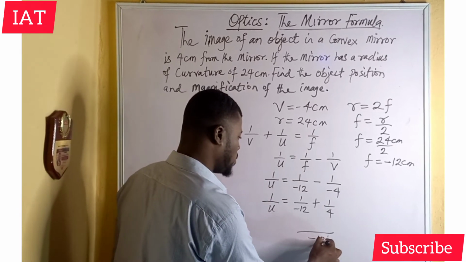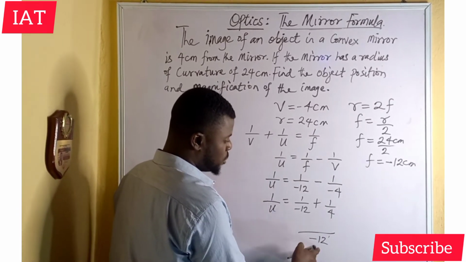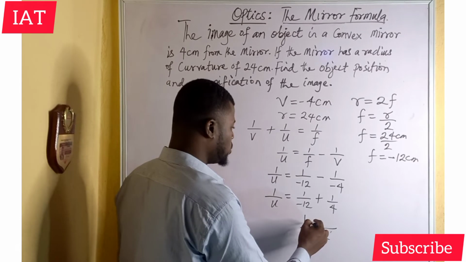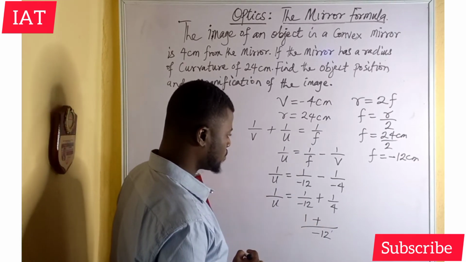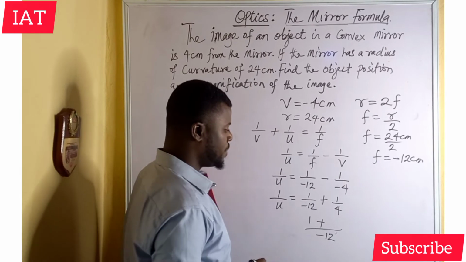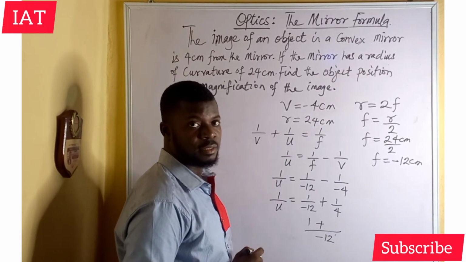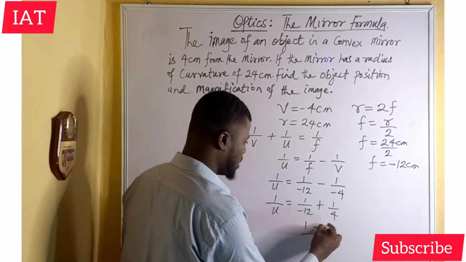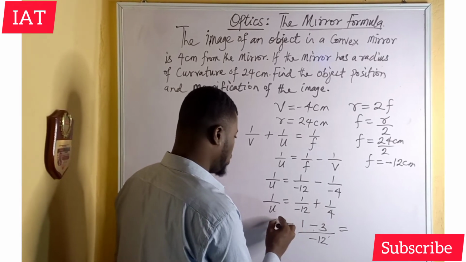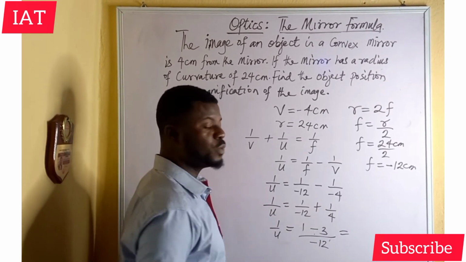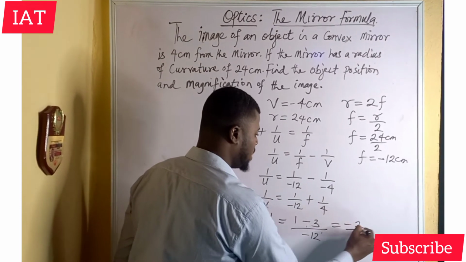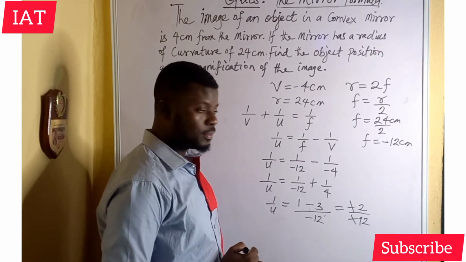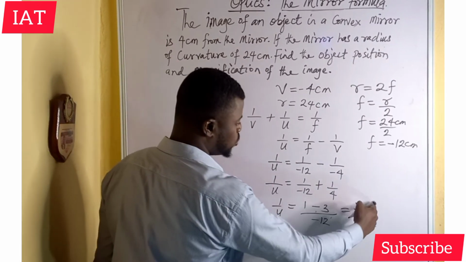Minus 12 goes into itself 1 time, and 1 times 1 is 1. Plus, 4 goes into minus 12 minus 3 times, so minus 3 times 1 will give us minus 3. So this is for 1 over u. 1 minus 3 will give you minus 2, divided by minus 12. Of course, these negative signs will cancel each other. So we're having 1 over u equal to 2 over 12.